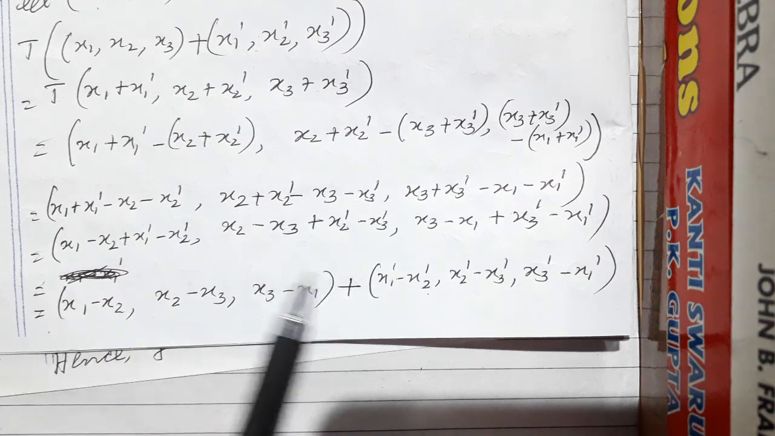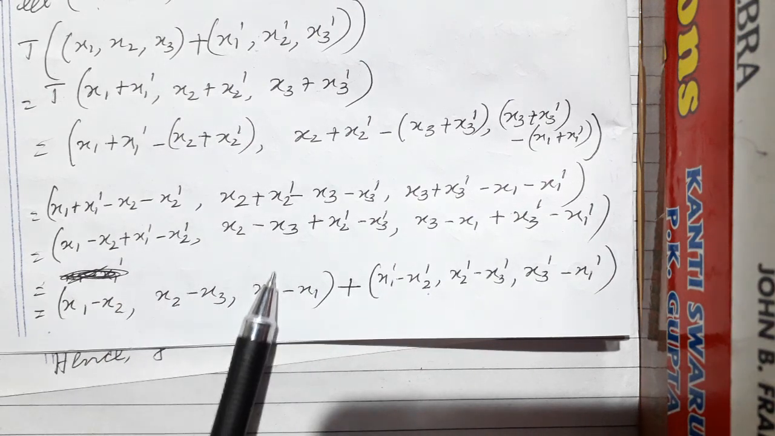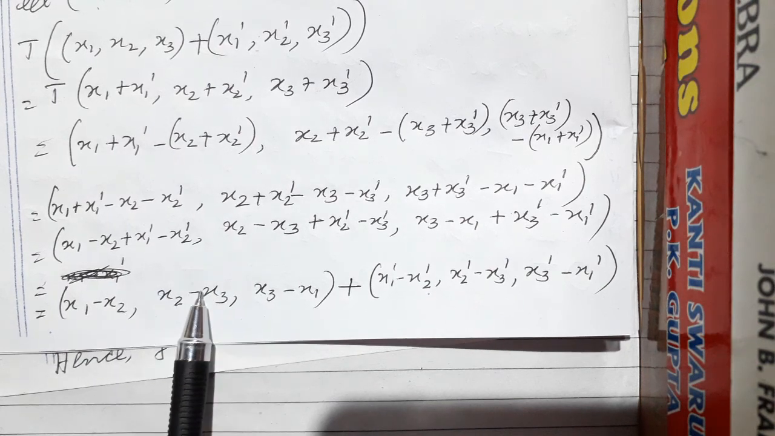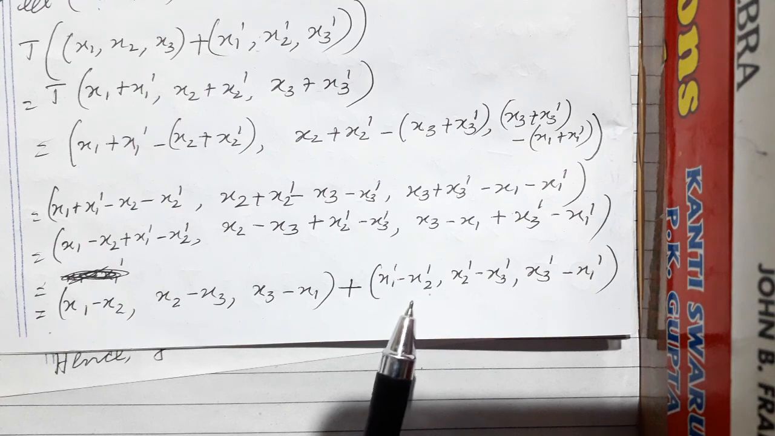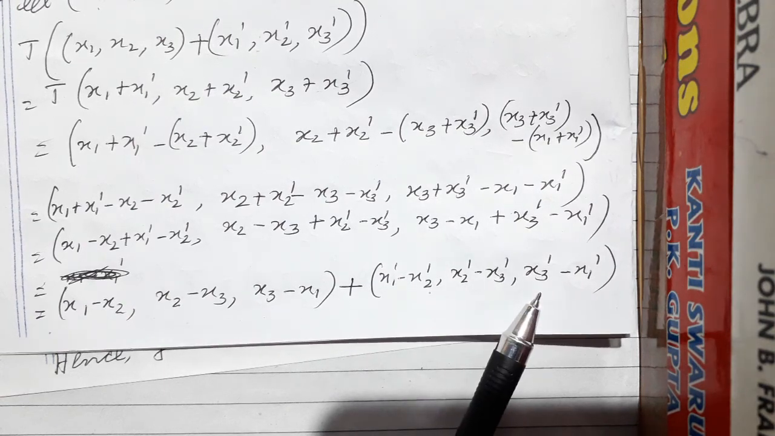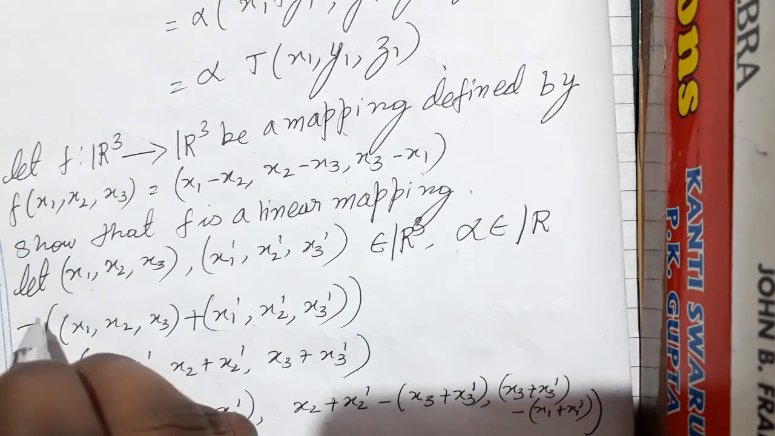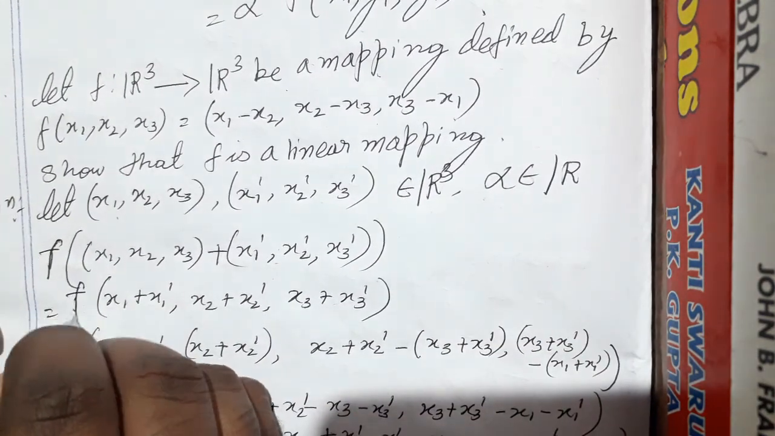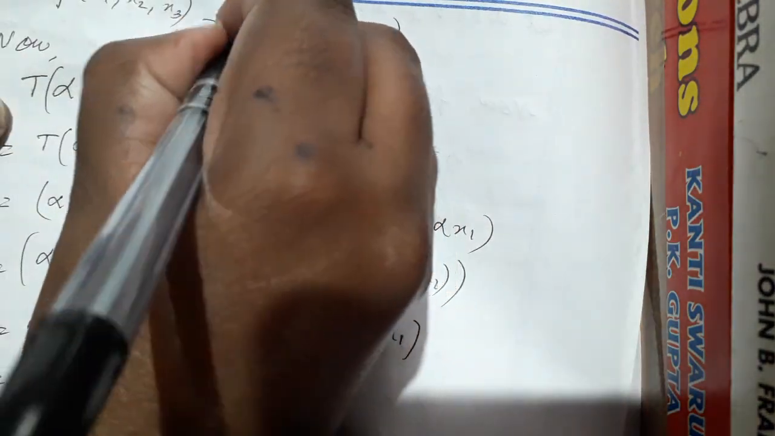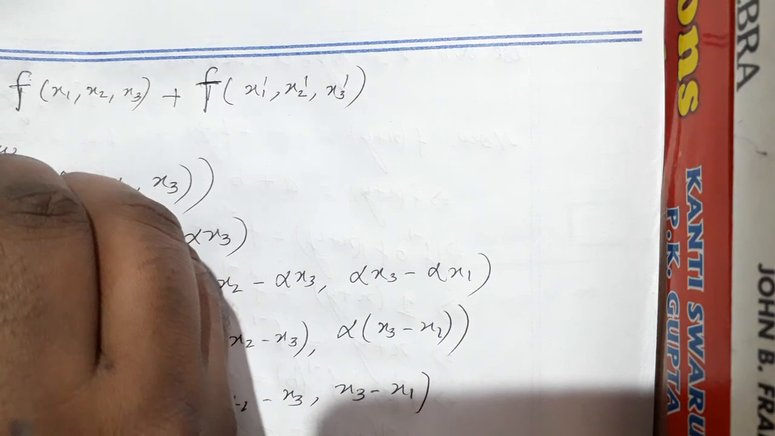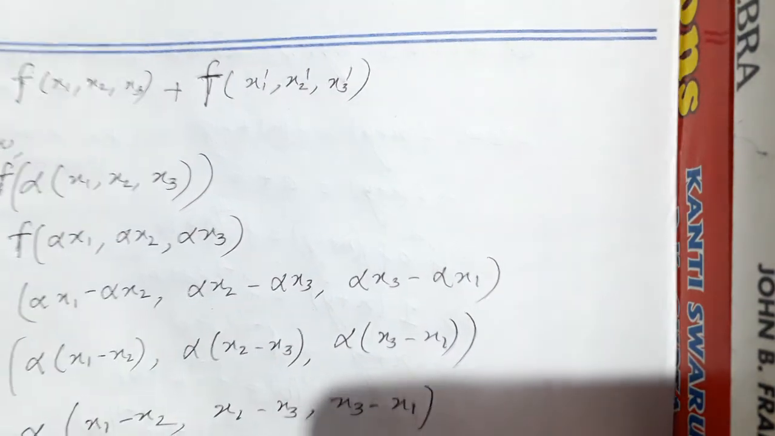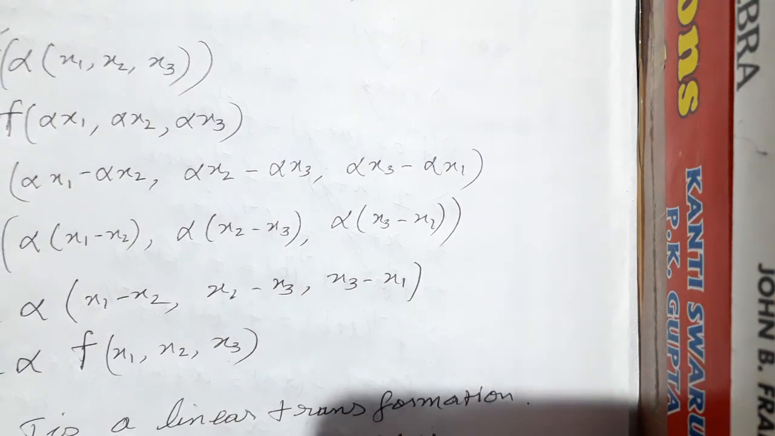If we use the definition back, this is nothing but f of (x1, x2, x3), and this is f of (x1 dash, x2 dash, x3 dash). Here we have a mapping, so this is your f. It is not x, it will be f. In the same way, here also we'll have f, and this also will be f.